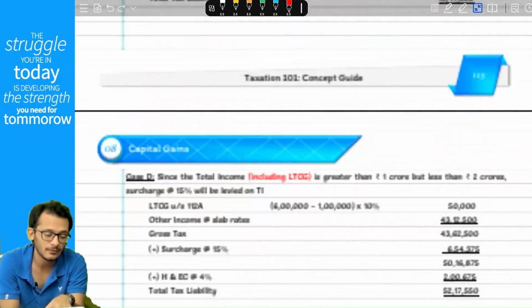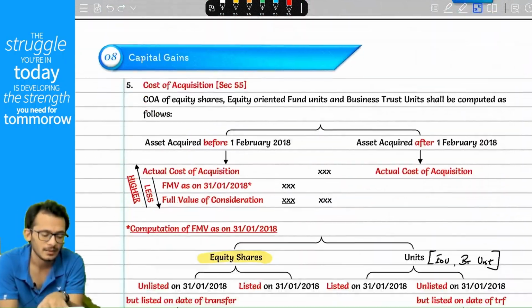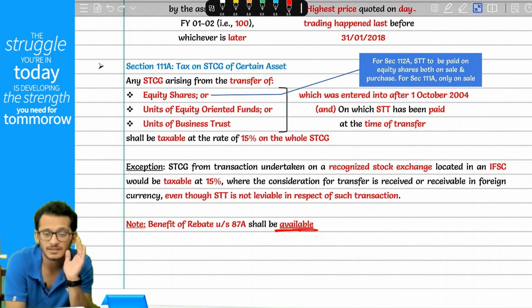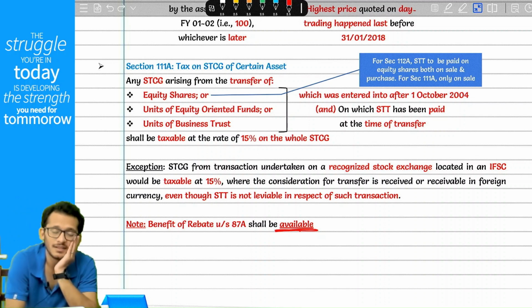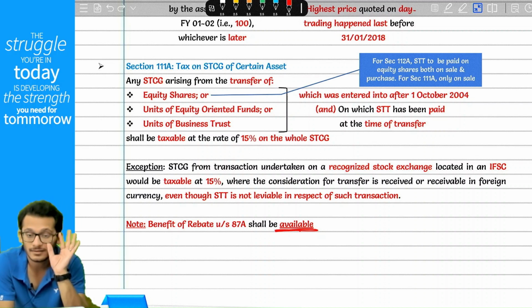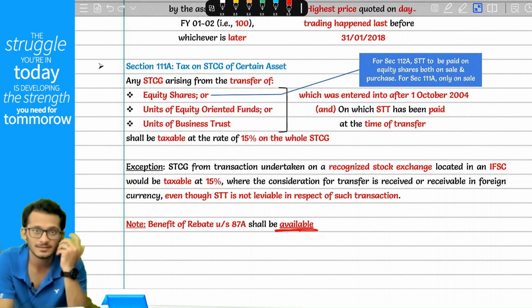After 112A came 111A. 111A says that if you have any listed equity shares or units of equity oriented funds or units of business trust on which you have paid STT at the time of transfer, and it is found to be a short term asset, then it will be taxable as short term capital gains under 111A at the rate of 15%. Same for an IFSC unit, STT not required to be paid, still 15%.